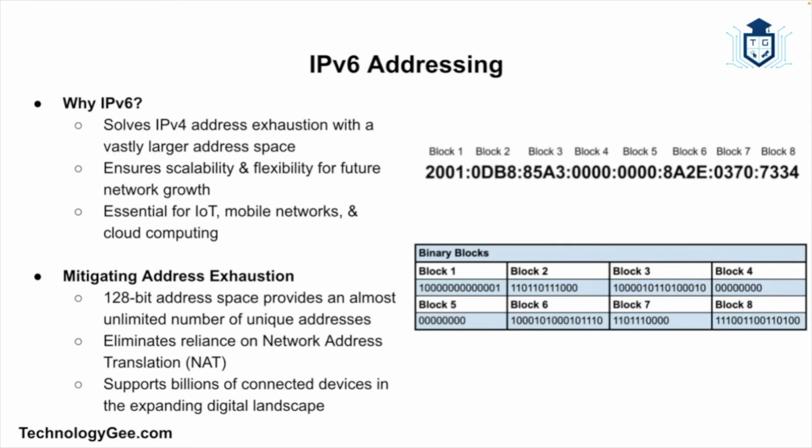All right, so let's quickly talk about IP version 6 addressing. The adoption of IP version 6 addresses challenges of IP version 4 address exhaustion and ensures compatibility with modern network requirements. So let's talk about mitigating address exhaustion. IP version 6 provides an almost unlimited pool of IP addresses, eliminating the limitations of IP version 4. And this is crucial for accommodating the growth of IoT devices and other emerging technologies.